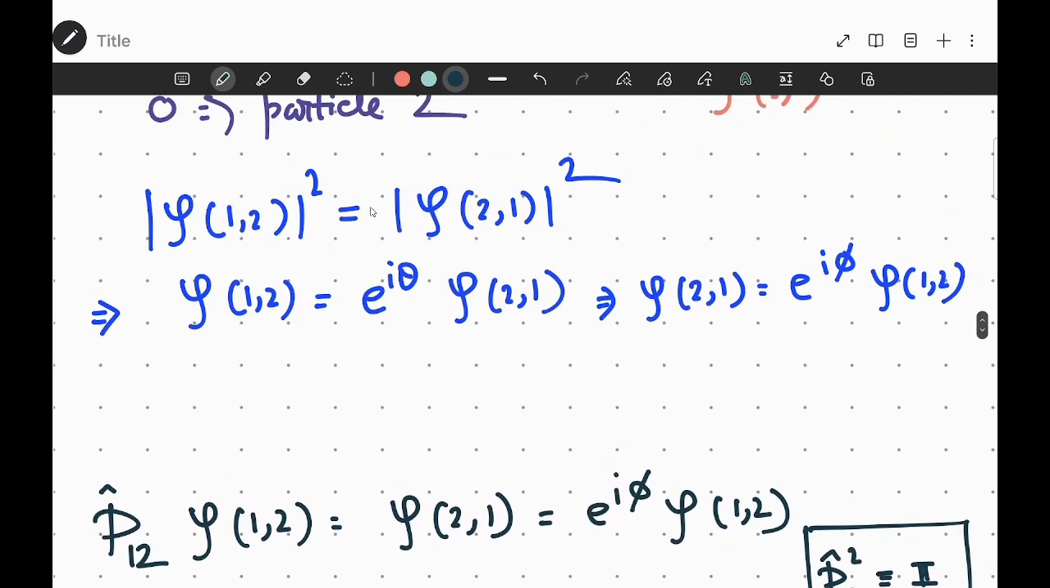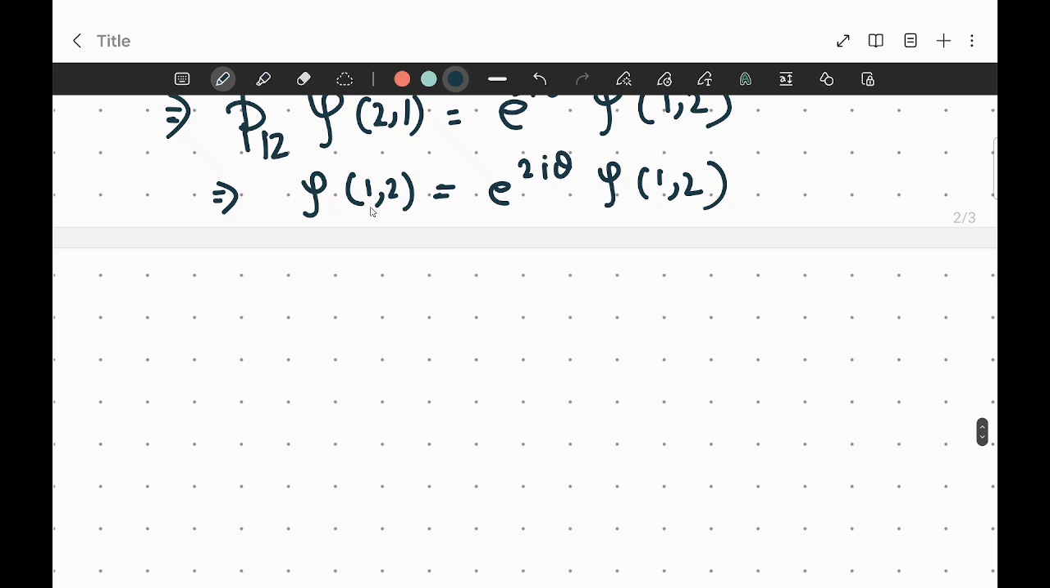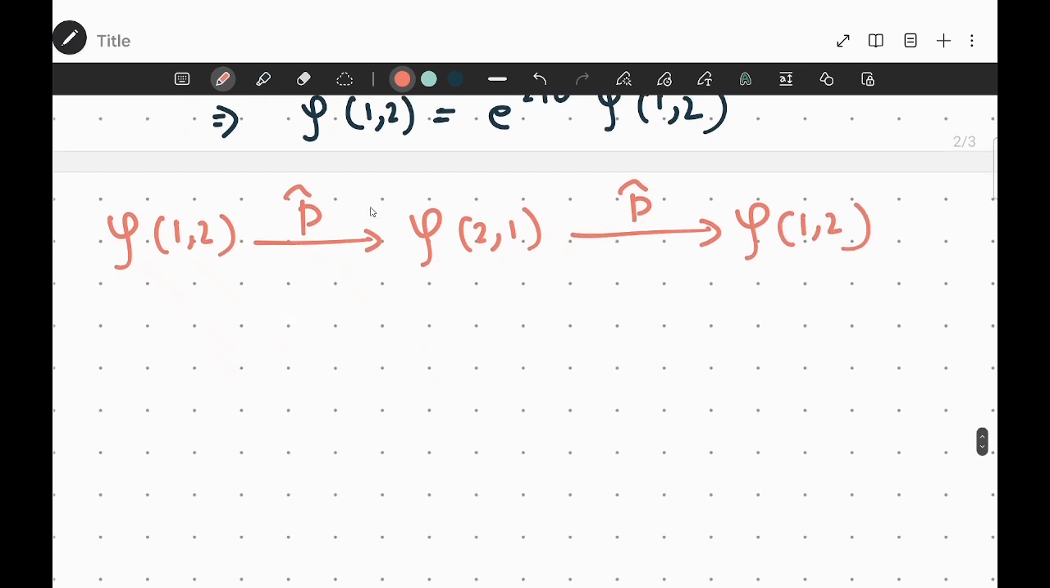So from here also it is clear. If this is the case, psi 1, 2 is equal to e to the power i theta into psi 2, 1. When you again operate it two times, then obviously 2 i theta will be there. I have just operated two times. What I have done, I am just summarizing. It is psi 1, 2. When you apply the permutation operator on it, it will be psi 2, 1. When you operate again the permutation operator, it will be again psi 1, 2, right? So two times permutation operator we are operating. So when the permutation operator is operating on psi 1, 2, it is eventually psi 2, 1.